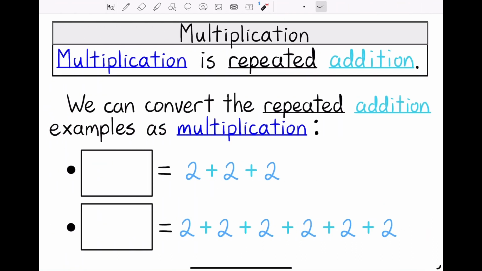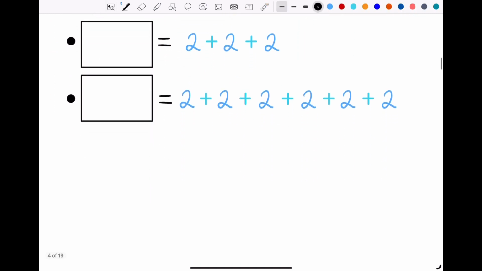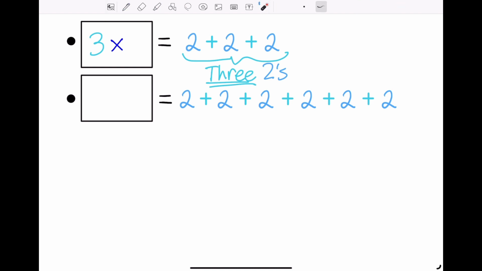So for whole numbers, multiplication is repeated addition. Let's convert the repeated addition examples from earlier into multiplication problems. Let's start with our example of adding three 2's together. We first write down the amount of 2's we're adding together, which is 3. Then we write the multiplication sign to show that we're going to multiply. And then we write down the number we're adding repeatedly, which is 2. So adding three 2's can be rewritten as 3 times 2.